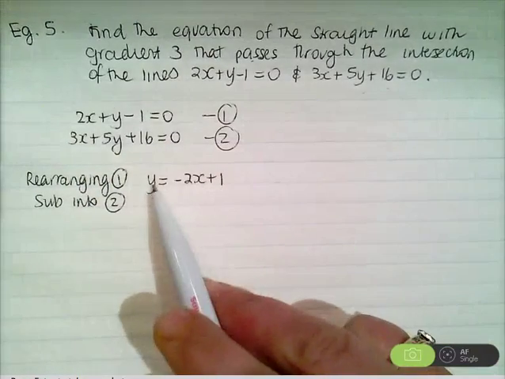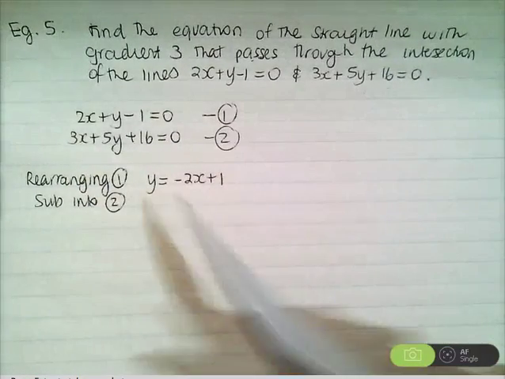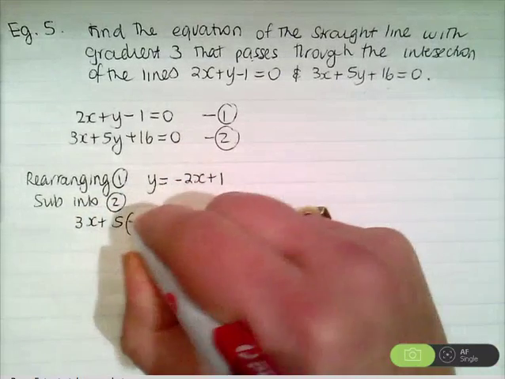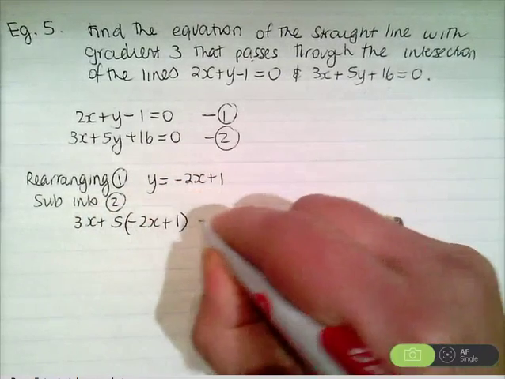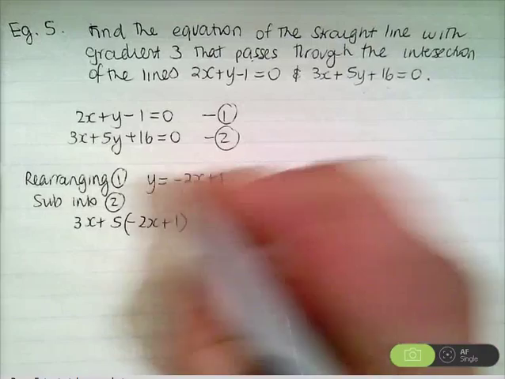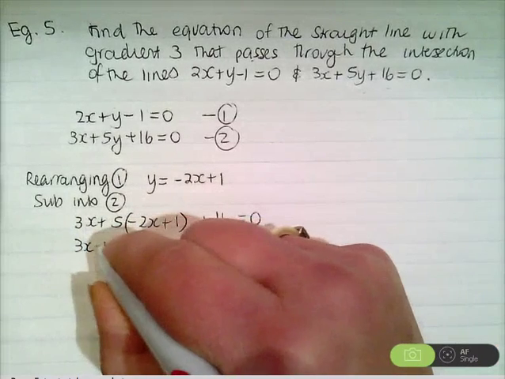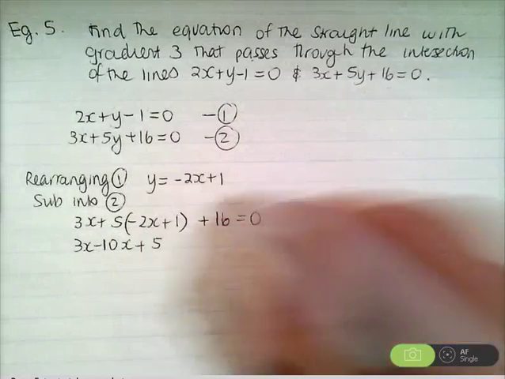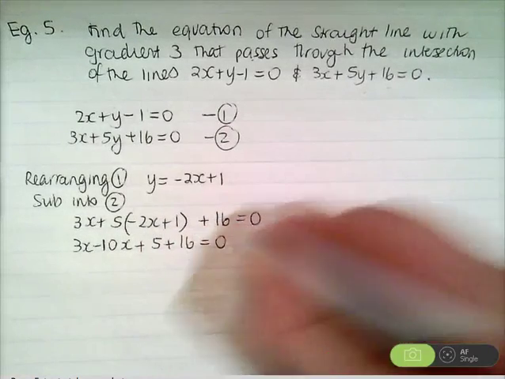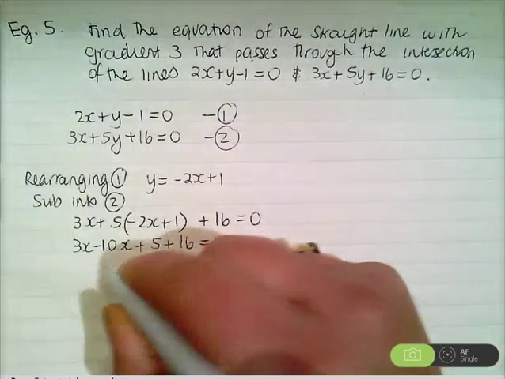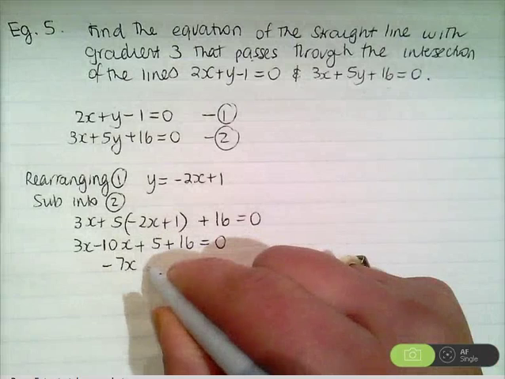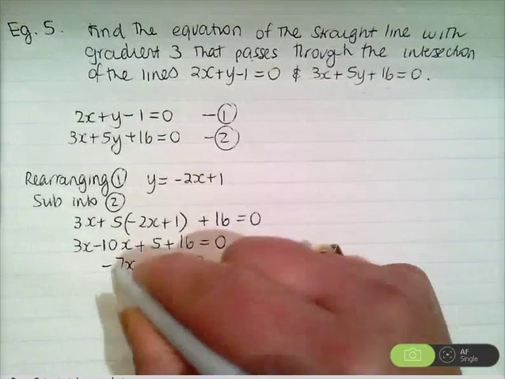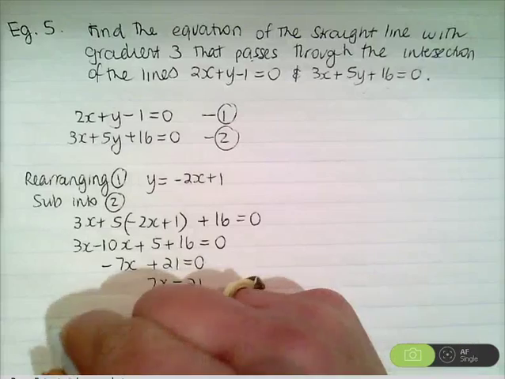So subbing y equals negative 2x plus 1 into equation 2, we will get 3x plus 5 times negative 2x plus 1 plus 16 equals 0, which gives me 3x minus 10x plus 5 plus 16 equals 0, and that gives me minus 7x plus 21 is 0, which gives us that 7x is 21, therefore x is 3.